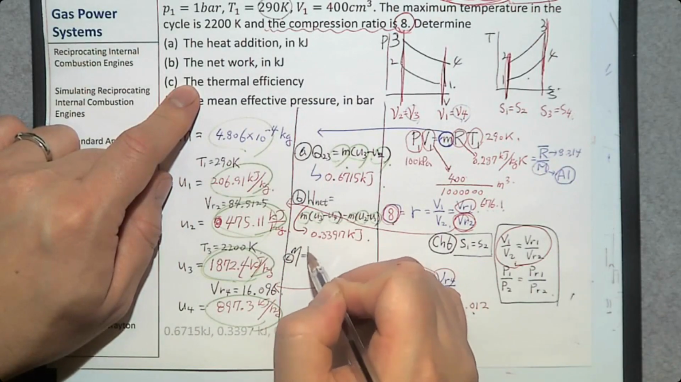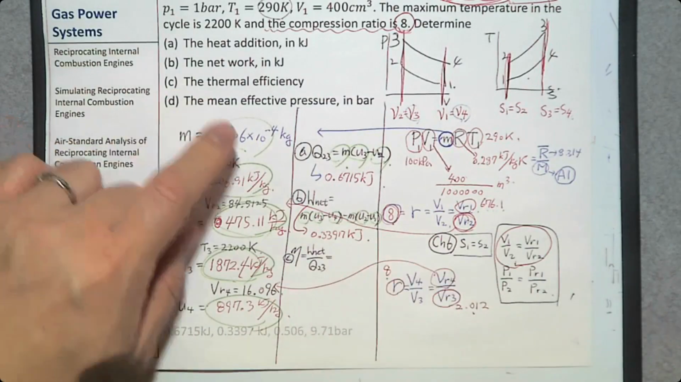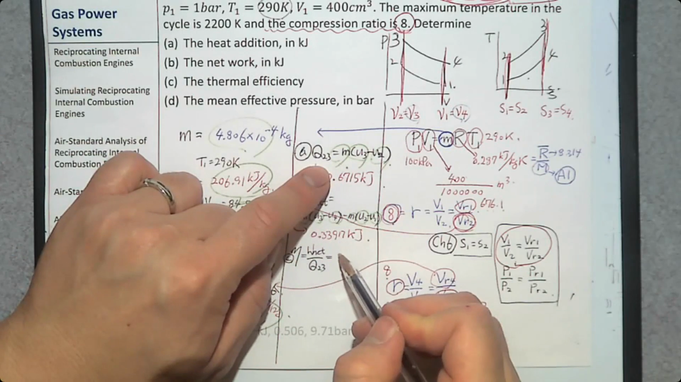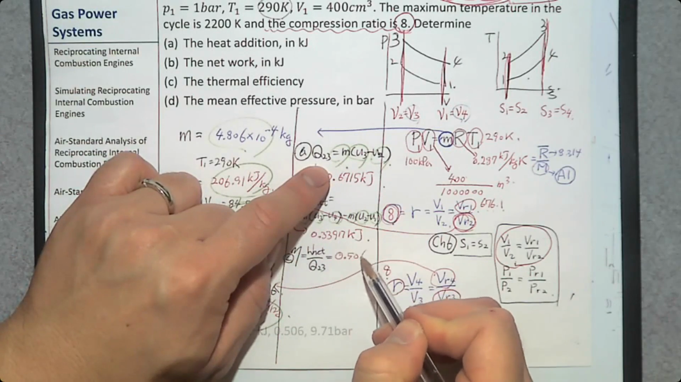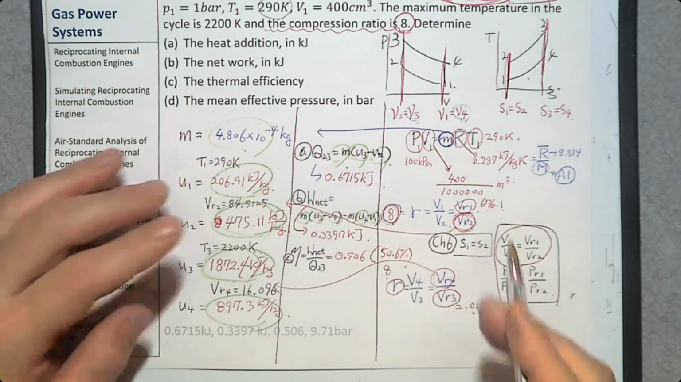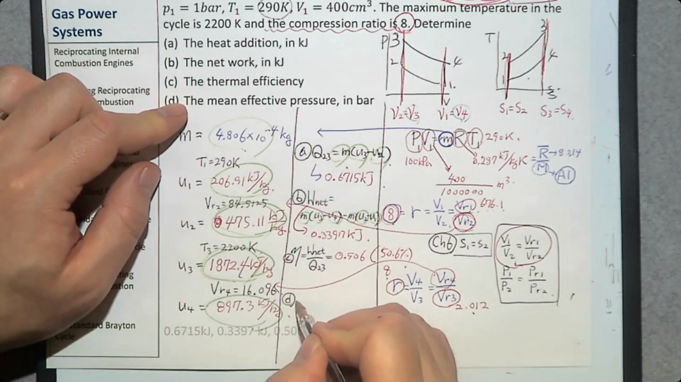Yes, W net over Q23. So this one divided by this one. So 0.506. That means 50.6%. And finally, the mean effective pressure. How do we determine that?